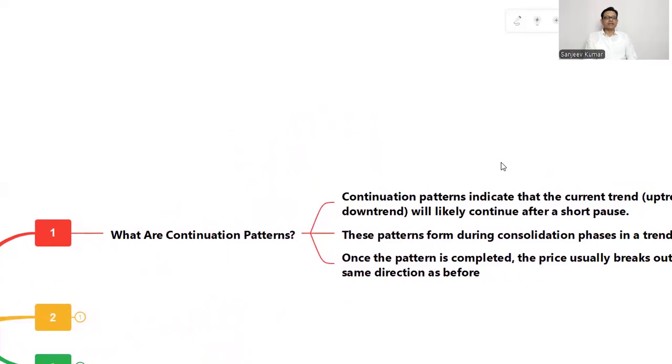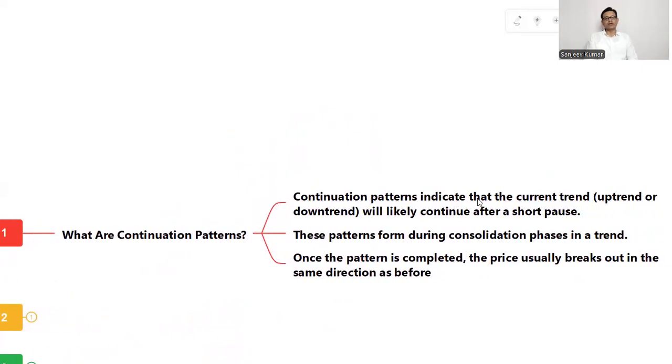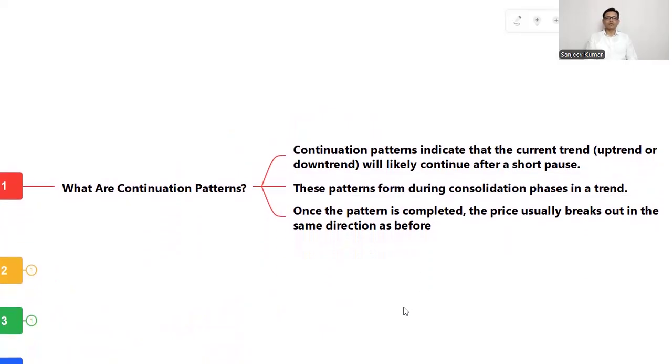At first, we understand what continuation patterns are. Continuation patterns indicate that the current trend, uptrend or downtrend, will likely continue after a short pause. So just assume the share price is in an uptrend.